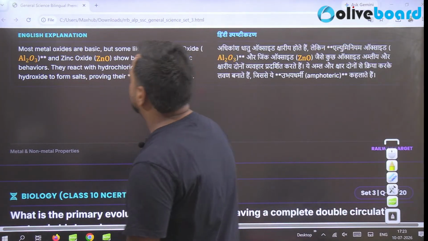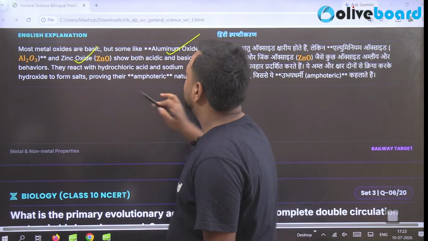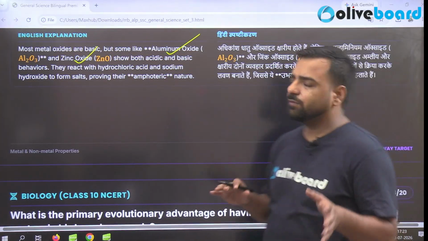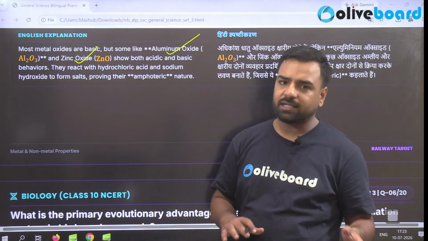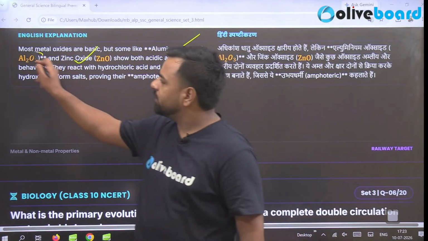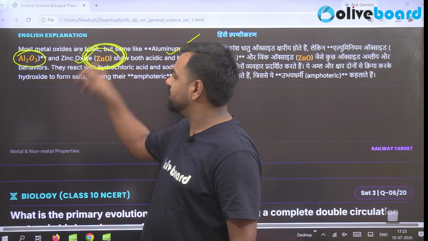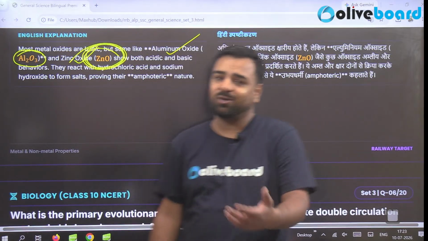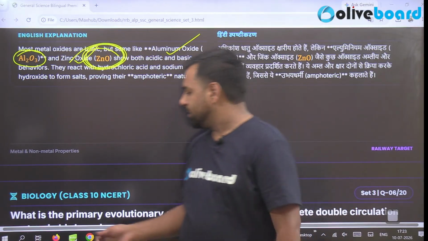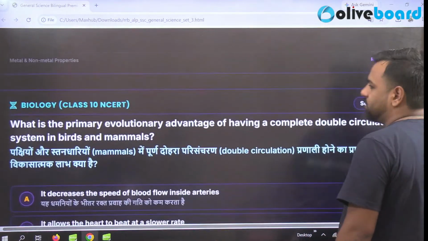So most metal oxides are basic, but some like aluminum oxide and zinc oxide show both acidic and basic behaviors. So yes, they form salt and water by reacting with both bases as well as the acids. So Al2O3, this everyone knows, but you must be aware of zinc oxide as well, because obviously we don't know, the examination might put any of the options in the exam. Okay, so that's done. Now the next question is from the bio.